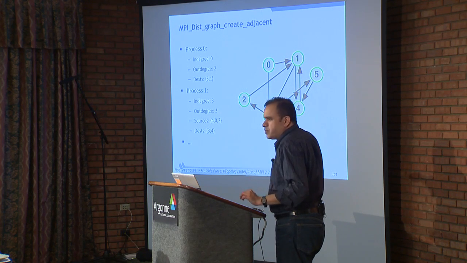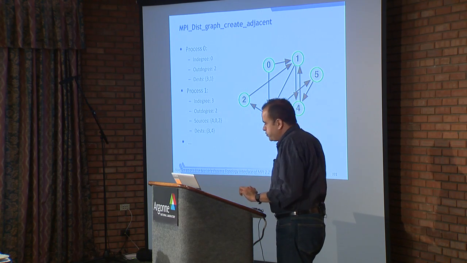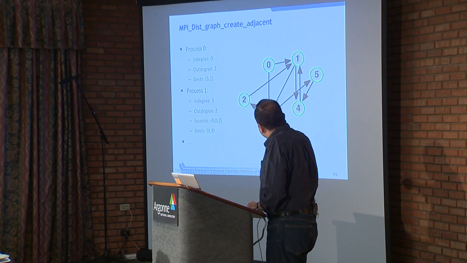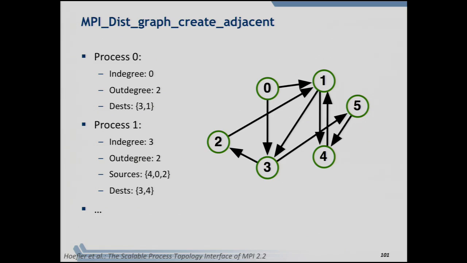The order doesn't matter. You could say 1 and 3 or 3 and 1. So that would be passed to the function on the previous page. The weights we have not. This is an unweighted graph. There is no weight on any of the edges, so we are not passing any weight. We can pass MPI unweighted. There is a constant defined.